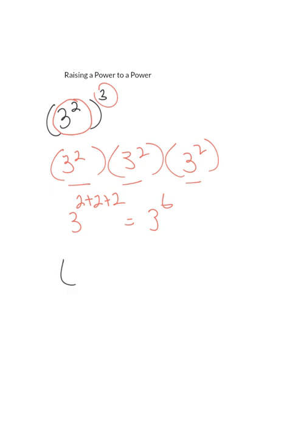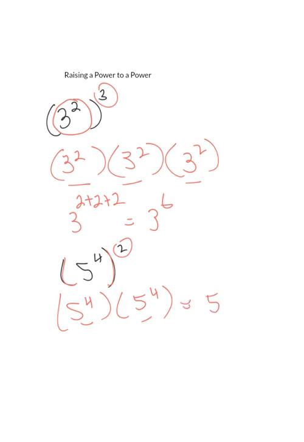So if you have 5 to the 4th power, and we're squaring it, it means that you're taking 5 to the 4th power, and you're multiplying it by itself twice. It's 1, 2. Keep the base, and you have the 5, and then 4 plus 4 equals 8. So let's take a look at this problem.